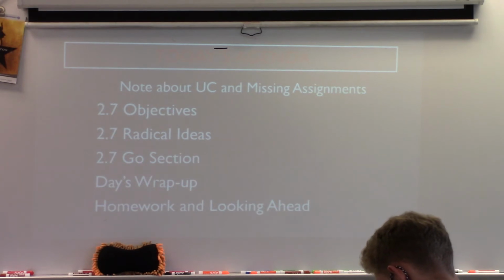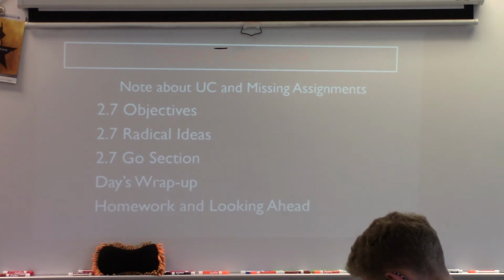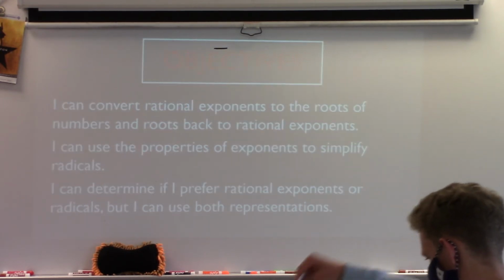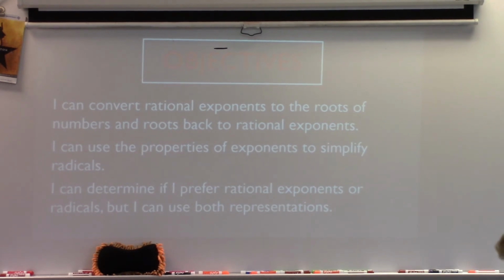So we need to make sure we're aware of the things that we're missing and we're getting them complete and turned in. So let's look at 2.7, the objectives, and then 2.7, radical ideas, and we'll get to the go section after that. Gavin, can you read us our first objective for the day? I can convert rational exponents to the roots of numbers and the roots back to rational exponents.